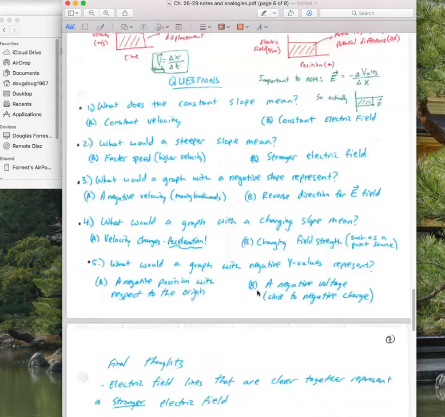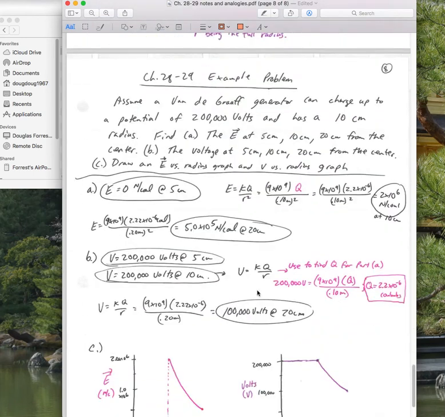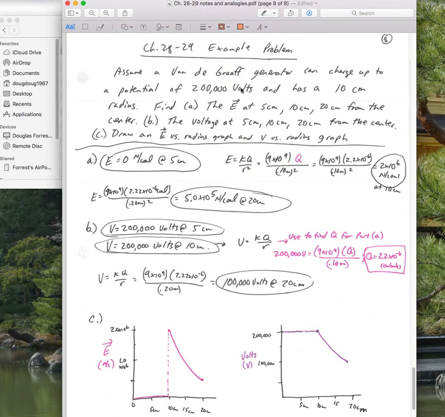The last part of this is the sample problem at the end here. Assume we have a Van de Graaff generator of 200,000 volts. It has a 10 centimeter radius. A, find the electric field at 5, 10, and 20 centimeters from the center. B, the voltage at 5, 10, 20 centimeters from the center. Draw an electric field versus radius graph and a voltage or potential versus radius graph. So for part A, the electric field is 0 newtons per coulomb at 5 centimeters because it's inside a conductor.